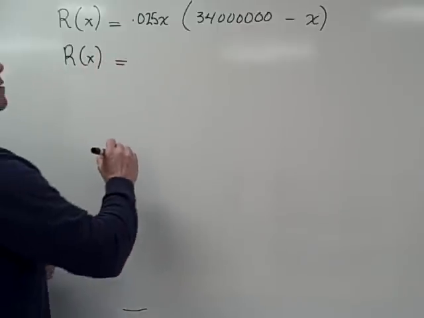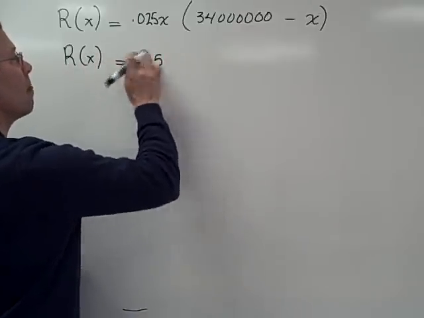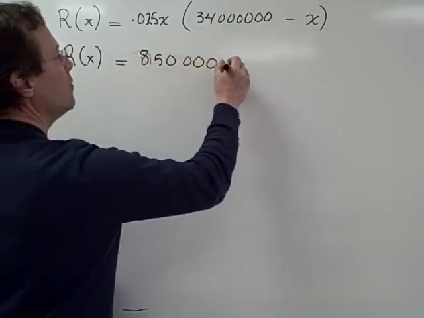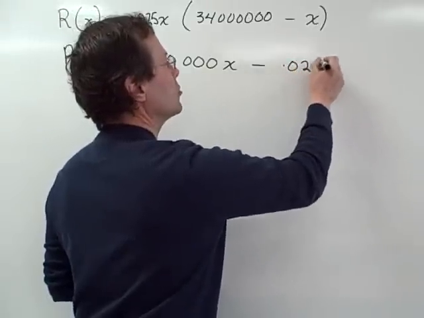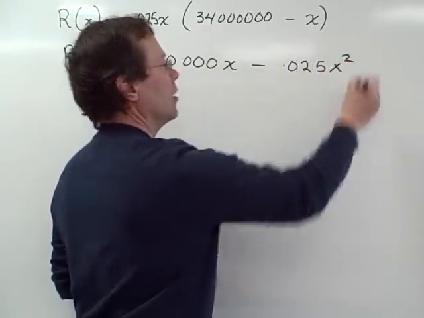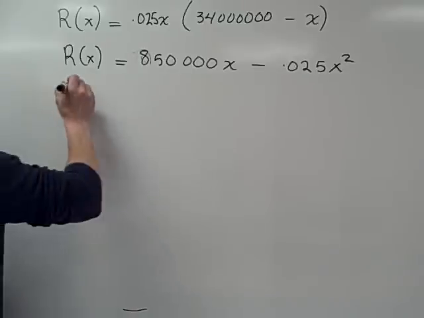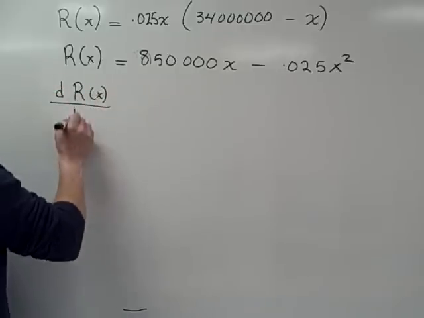Somebody please. 850,000. Okay. 850,000x minus 0.025x squared. Then take the derivative of this function.